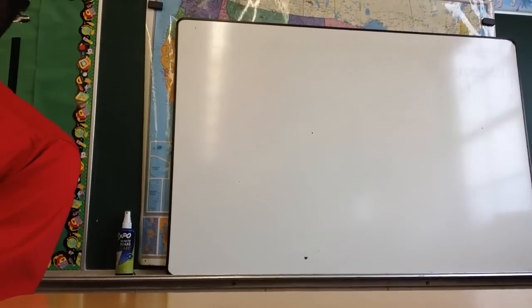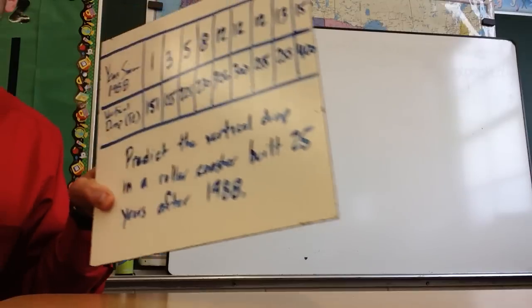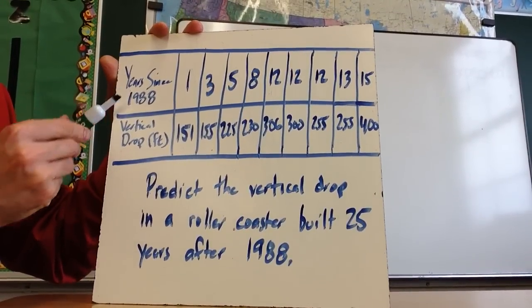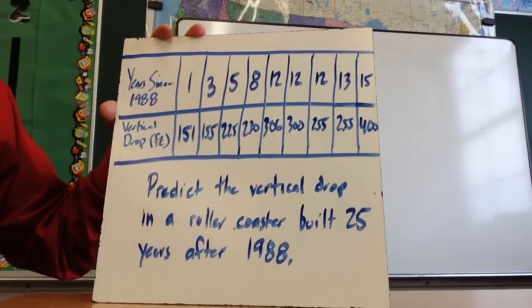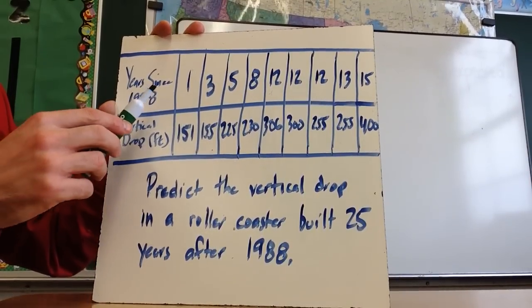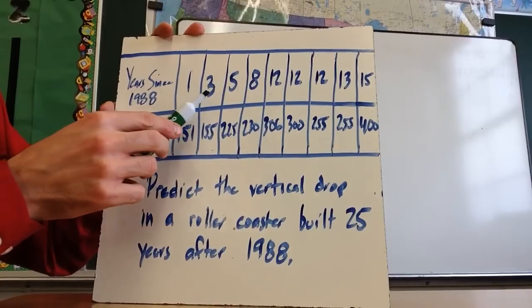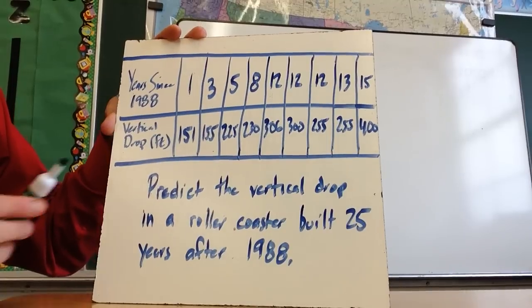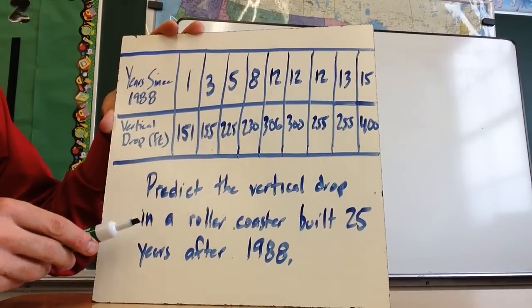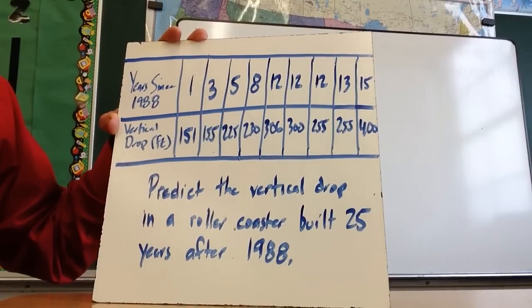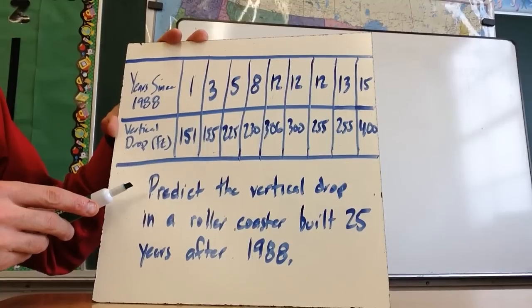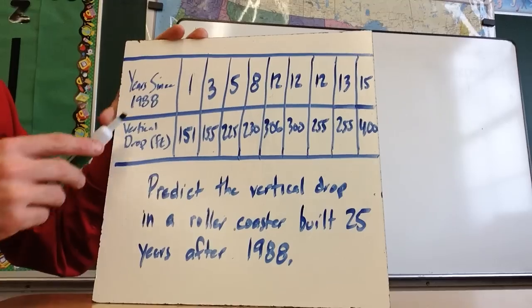All right, so let's talk about how we use this now. So what we're going to do is take a look at this table. You do not need to copy this down. I actually have it on a scatter plot for us already, but this is years since 1988 and the vertical drop. And we're talking about roller coasters here. So this is 1 year after 1988, so 1989, this would be 3 years, so you're looking at 1991, and so on. What we want to try to do is use this information to predict 25 years after 1988, so in other words, the year 2013, what would the vertical drop of a roller coaster be using this data?